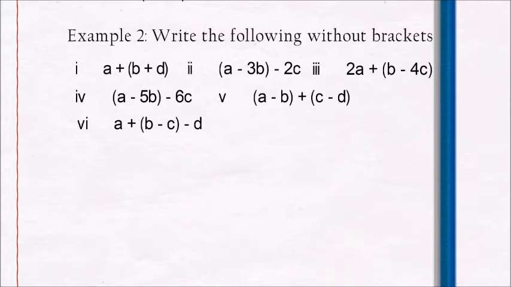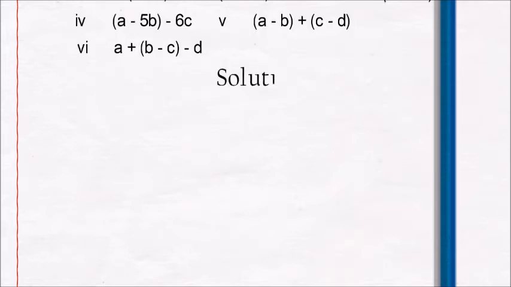Now observe that in each of these examples, the terms inside the brackets don't have anything in common, and so they cannot be simplified further. Therefore, our solutions will look like this. 1. A plus open bracket B plus D close bracket. If we simply remove the brackets, we'll have A plus B plus D. That's all we need to do, because there's nothing more we can simplify about this.